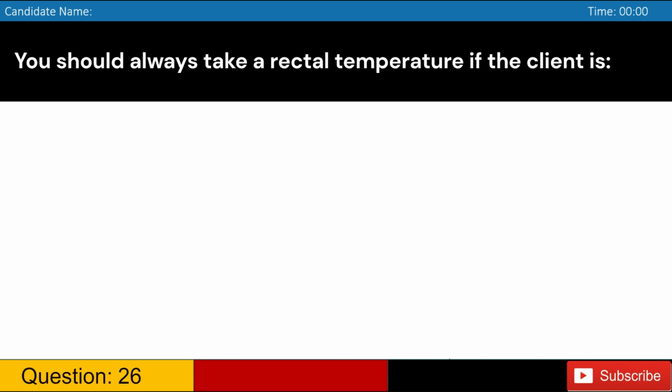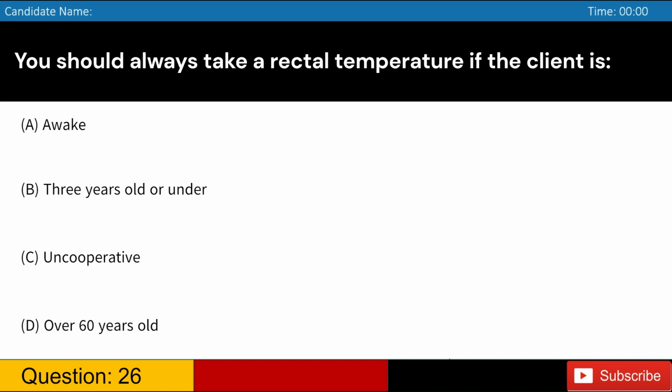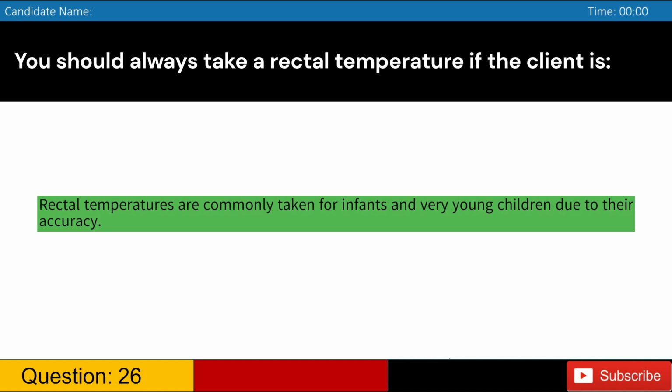You should always take a rectal temperature if the client is A. Awake. B. 3 years old or under. C. Uncooperative. D. Over 60 years old. Answer B. Rectal temperatures are commonly taken for infants and very young children due to their accuracy.